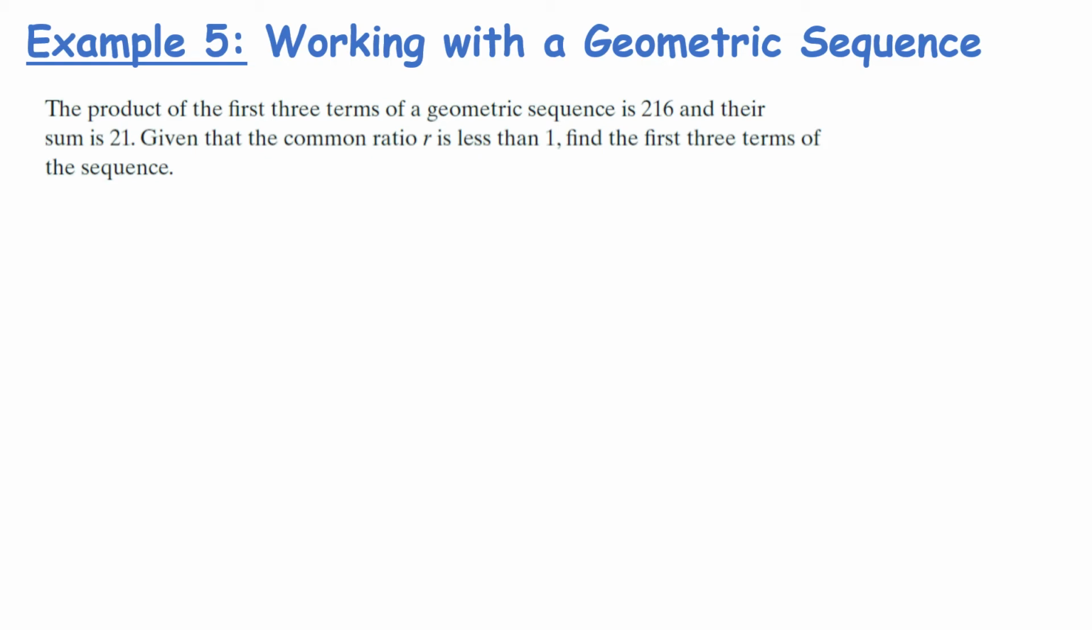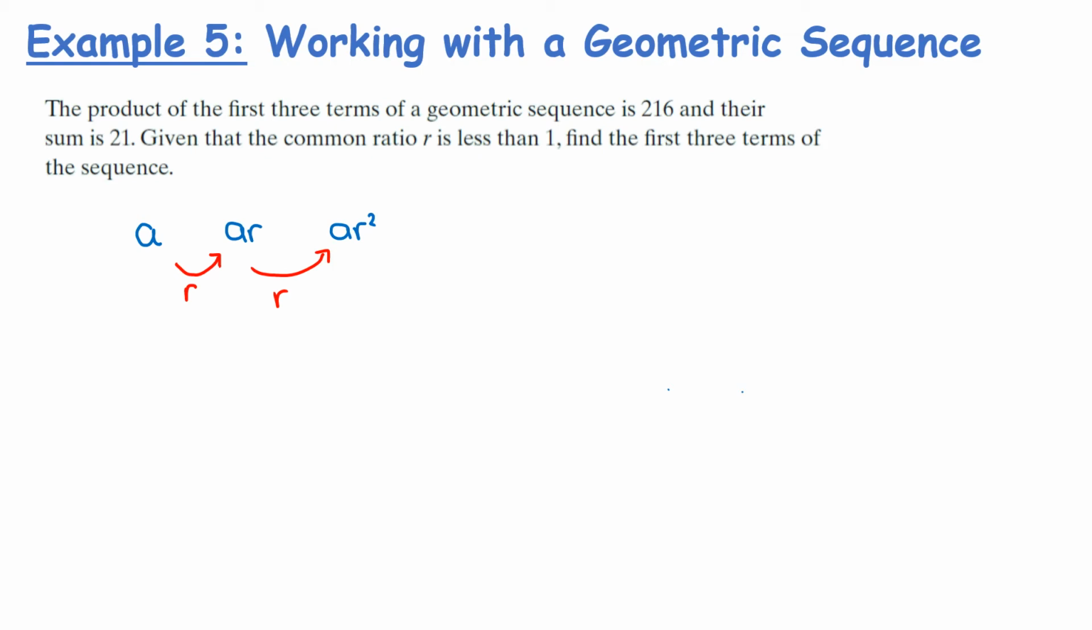Okay, so what we're going to do is we're going to set up the sequence. We don't know anything about the sequence itself, so we're going to start with the first term as a. The second term will then be a multiplied by r, so that's ar. And then the next term will be ar squared. So we're getting this sequence in terms of a and r.